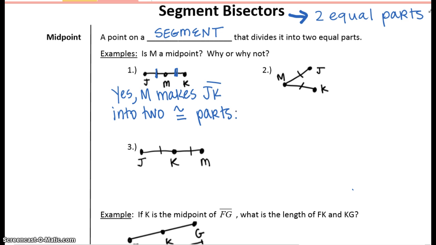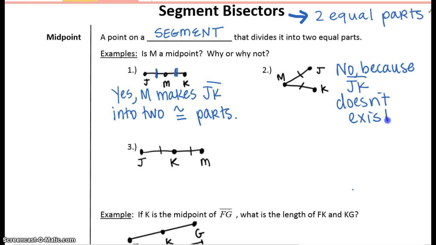Is M the midpoint? Now, a lot of students, when I've given them this problem in the past, have said yes, but it's actually not because it has to divide up a segment. And look at this. Is this a segment? No. What is this? It's an angle. So no, because JK doesn't exist. There is no segment JK. It looks like an angle to me. So M is not a midpoint, okay?